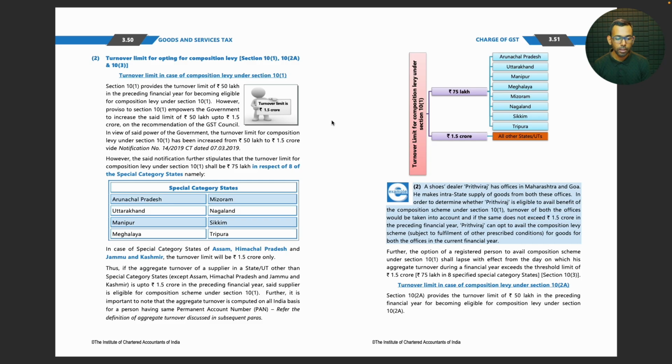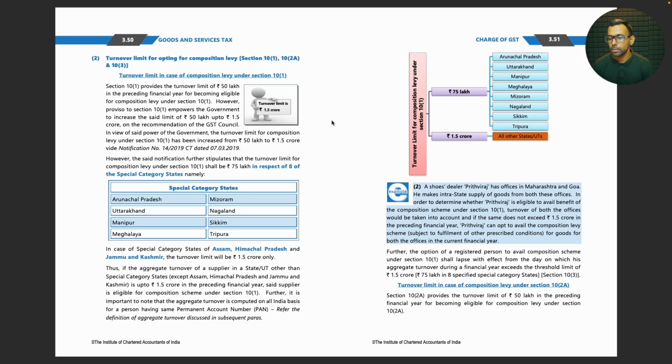Thus, if the aggregate turnover of a supplier in a state or union territory other than special category states is up to 1.5 crores in the preceding financial year, said supplier is eligible for composition scheme under section 10. Further, it is important to note that the aggregate turnover is computed on an all India basis for a person having the same PAN. Okay. A shoes dealer Prithviraj has offices in Maharashtra and Goa.